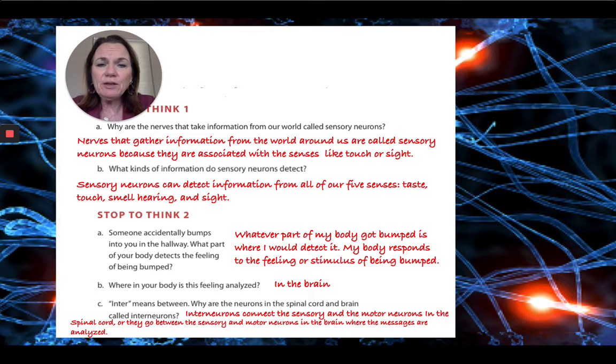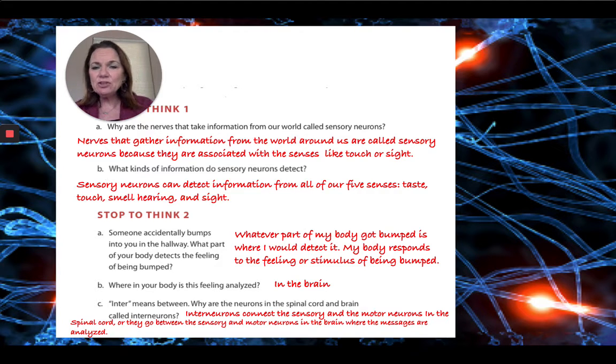What kinds of information do sensory neurons detect? They detect information from all 5 senses. So any stimulus in your taste, touch, smelling, hearing, or sight. So somebody accidentally bumps into you in the hallway. What part of your body detects the feeling of being bumped? Well, whatever part of your body got bumped is where you would detect it. So your body is going to respond to that feeling or stimulus. Where is this analyzed? In your brain.